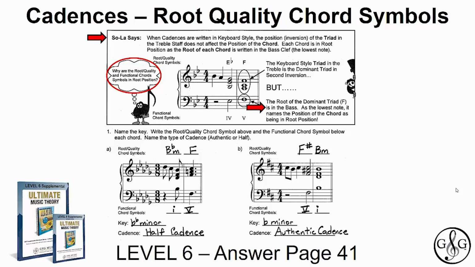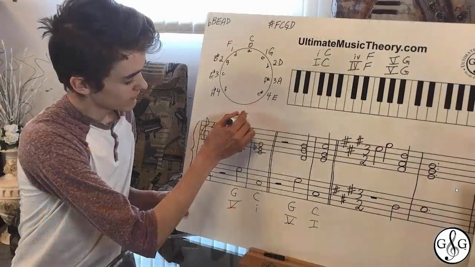Now, students can easily name the key, and they can write the root quality chord symbol above, of course, and they can write the functional chord symbols below, and then identify the type of cadence, half cadence or authentic cadence. Now here's Quinn, my handsome Quinn, to complete his functional chord symbols and cadence identification chart.